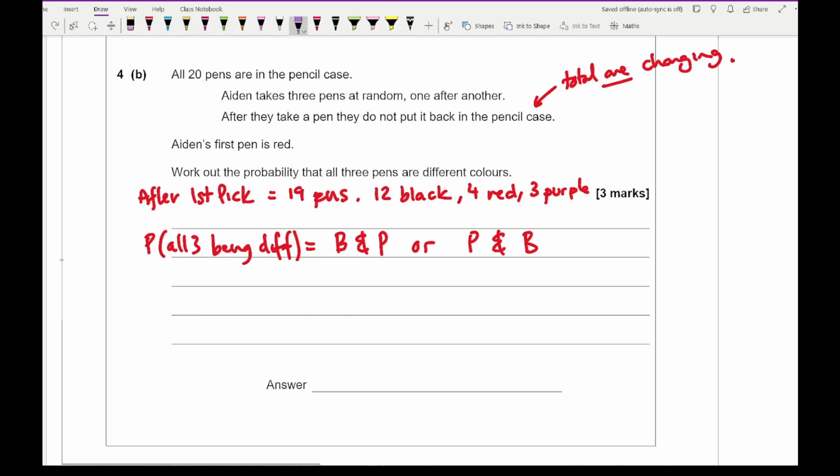So working out probabilities of this, the probability that it's going to be black is 12 over 19, and then the probability of the next one being purple, well, all the purples are still there, but there's 18 pens in the pencil case. Then "or" means add. Now the probability of the first one being purple is 3 out of 19. Then we've only got 18 left, so the probability of it being black is going to be 12 over 18. So then if I simply type all of this into my calculator, I get an answer of 4 over 19.